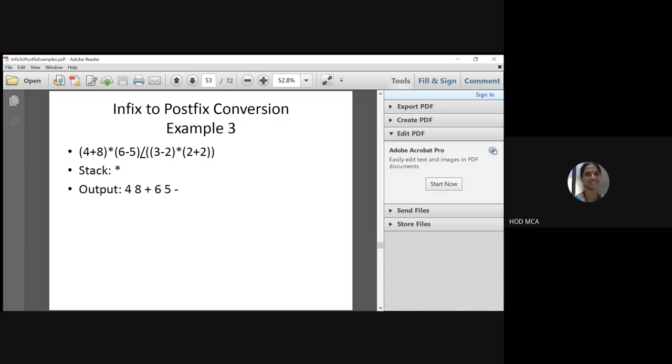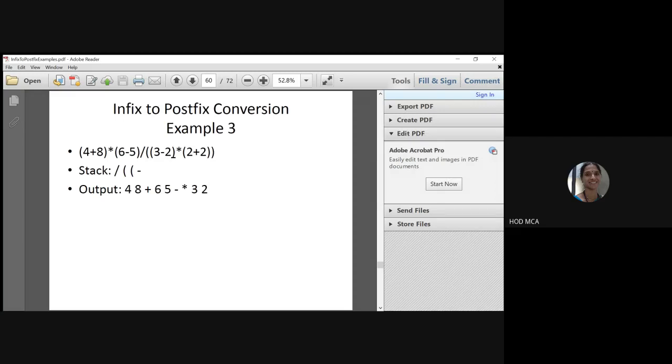And the next one is slash. Slash and star have the same priority. So pop the star, and now push the slash. So star is popped out, slash gets in. Then we have again an open brace, push it into the stack. One more open brace, push it into the stack. Next we have 3. 3 comes to the output. Then we have minus. Minus will get pushed into the stack. 2 comes to the output.